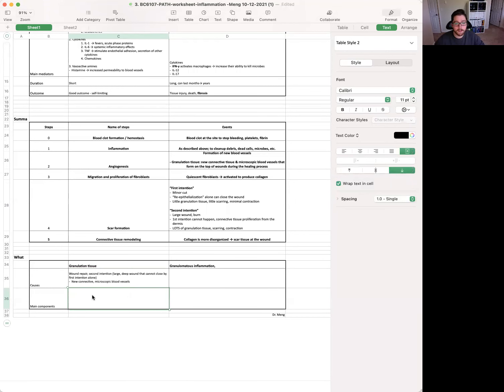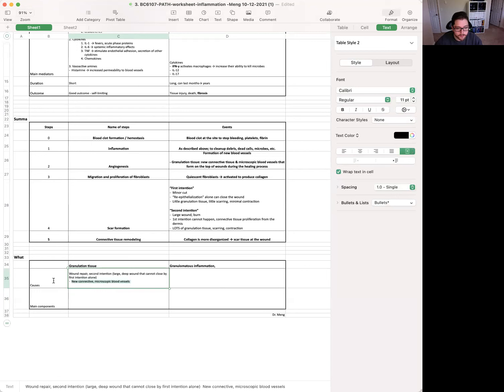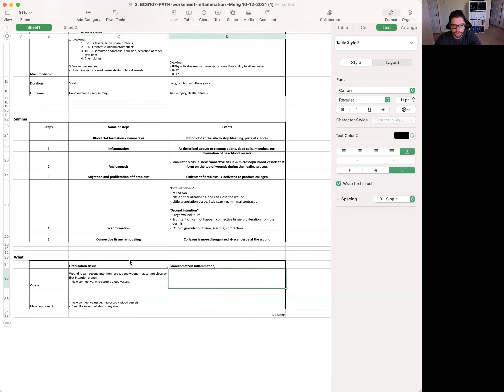Now, the main component, I already put that here, so we'll just add that here. This is new connective tissue and microscopic blood vessels. And just so you know, this can fill a wound of almost any size according to your textbook. So that's interesting. I don't know what they mean by almost any size, but I guess there are limitations to everything.